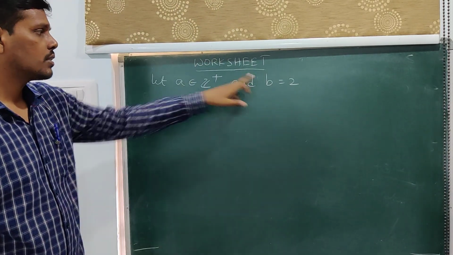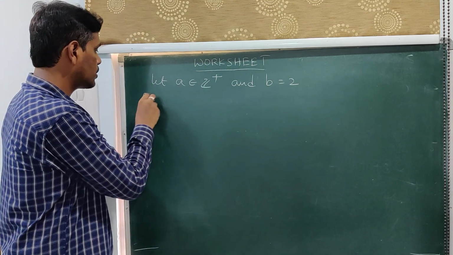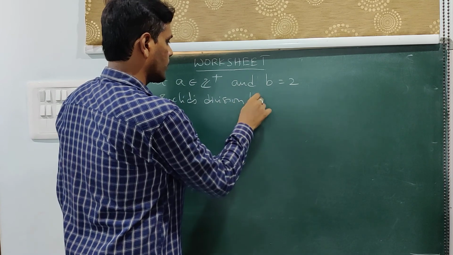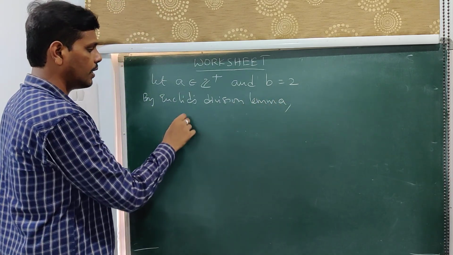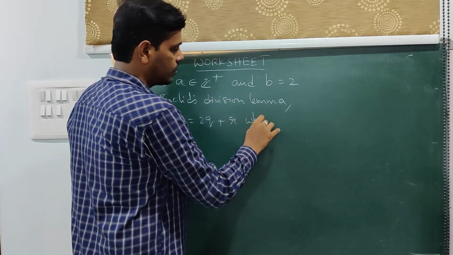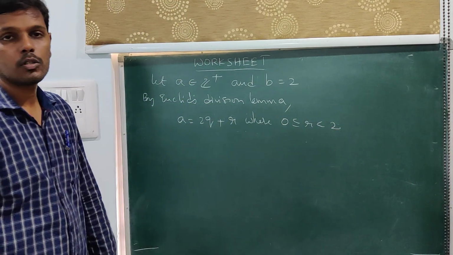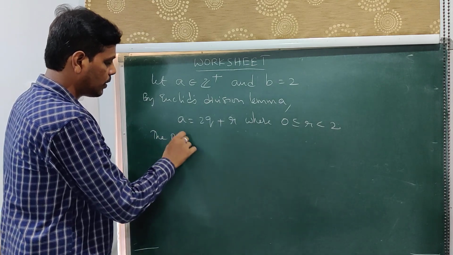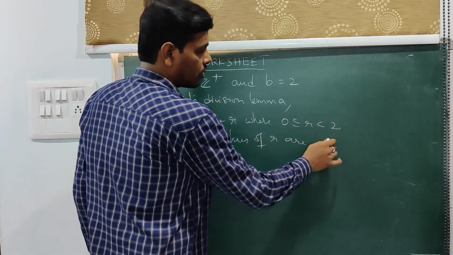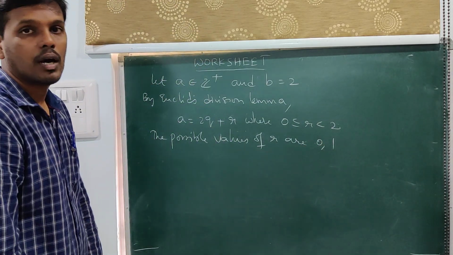So we have a as a positive integer, b is again a positive integer. Again we have the leverage of applying Euclid's division lemma. So apply that. By Euclid's division lemma, we can write a is equal to bq plus r. Here b is 2, so 2q plus r, where 0 less than or equal to r less than b. So b here is 2. Now identify the possible values of r. The possible values of r are less than 2, 0 and 1. Those are the possible values of r.